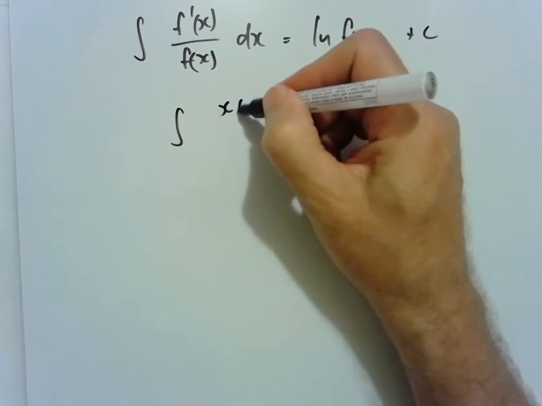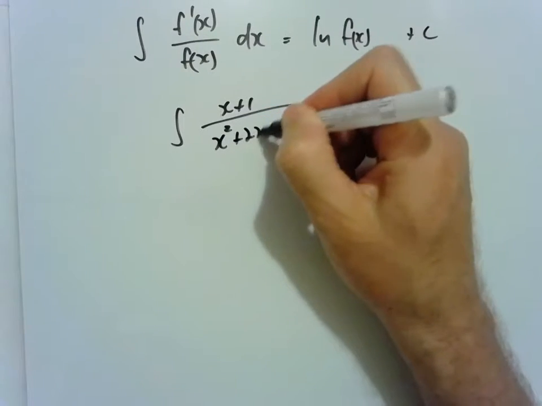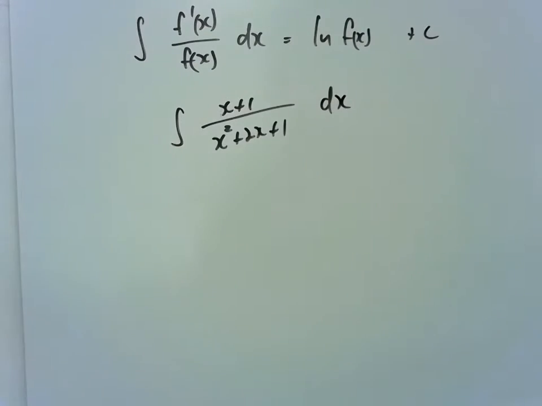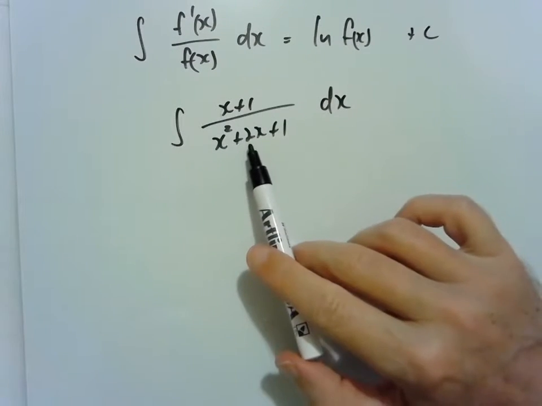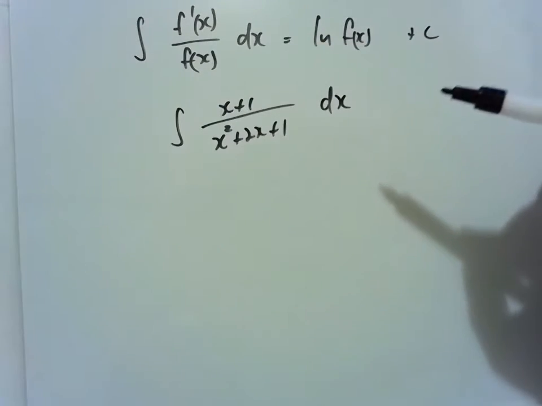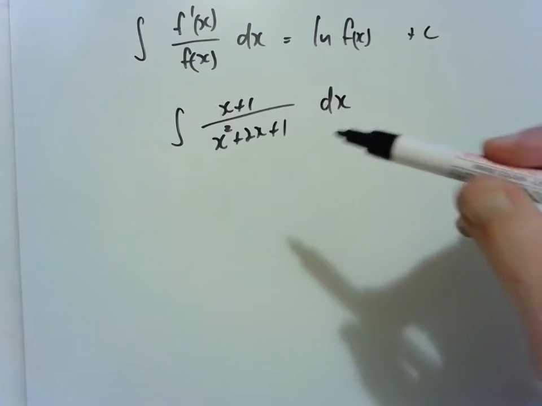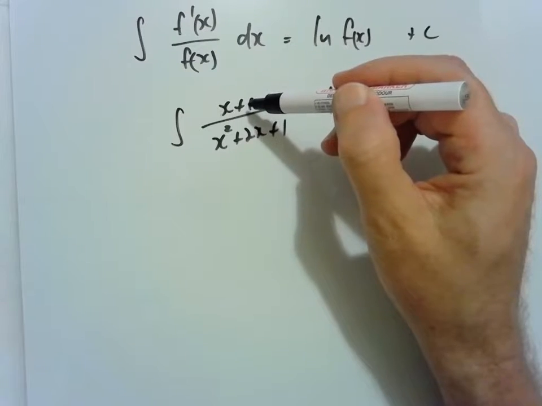Here we go. Clearly, the derivative of x squared plus 2x plus 1 is not x plus 1. So it's not in this pattern. But you can see it's pretty close to that pattern. What we really want is for that to be a 2x and for that to be a 2.